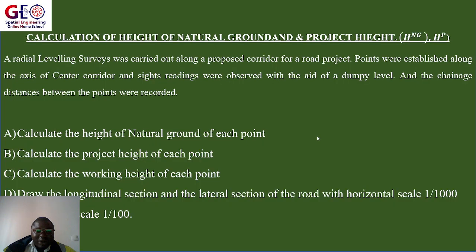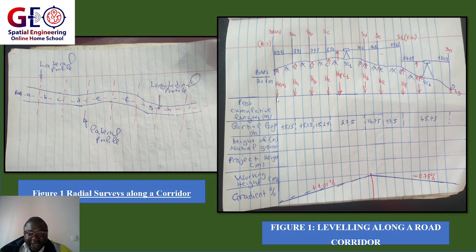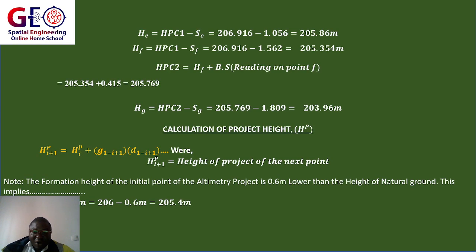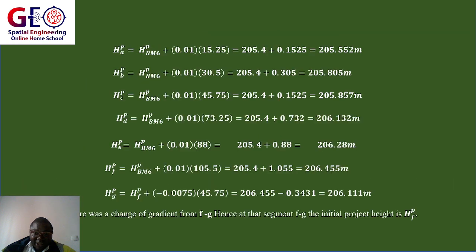We have been told that the vertical scale will be used. The vertical scale is 1:100, and the longitudinal scale is 1:1000. That means we are going to use this scale for the height, and this scale for the distances. We have a distance from the initial point BM6 to A, which is 15.26. So we have to represent 15.26 with scale 1:1000. Scale 1:1000 simply means every 1 centimeter you measure on the plan represents 1000 centimeters in the terrain, which again means every 1 centimeter on the plan represents 10 meters in the terrain.